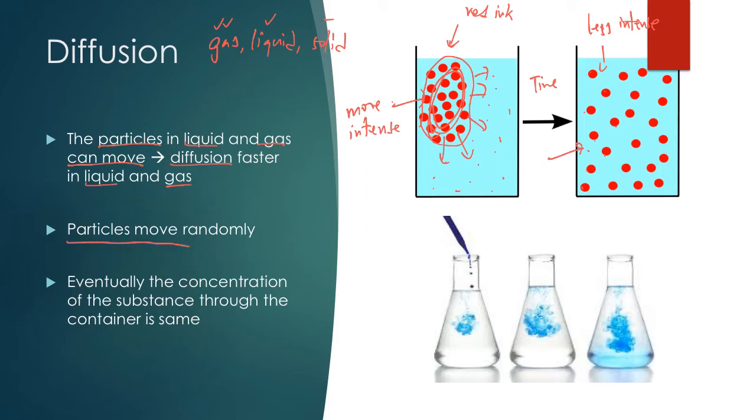Particles move randomly, so that's why eventually they will spread throughout the whole container, until the concentration of a substance is the same. Concentration here means 浓度.